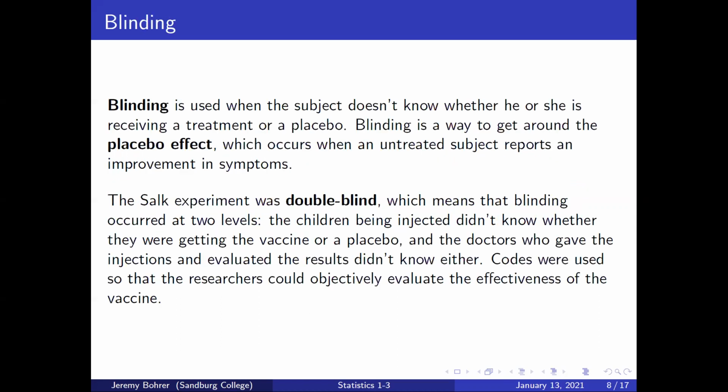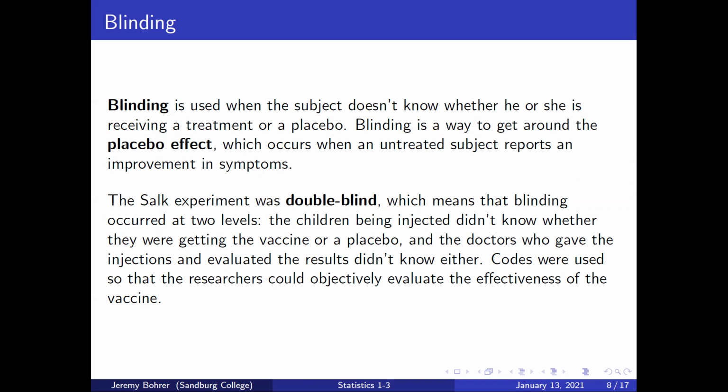Blinding is used when the subject doesn't know whether he or she is receiving a treatment or placebo. Blinding is a way to get around the placebo effect, which occurs when an untreated subject reports an improvement in symptoms.